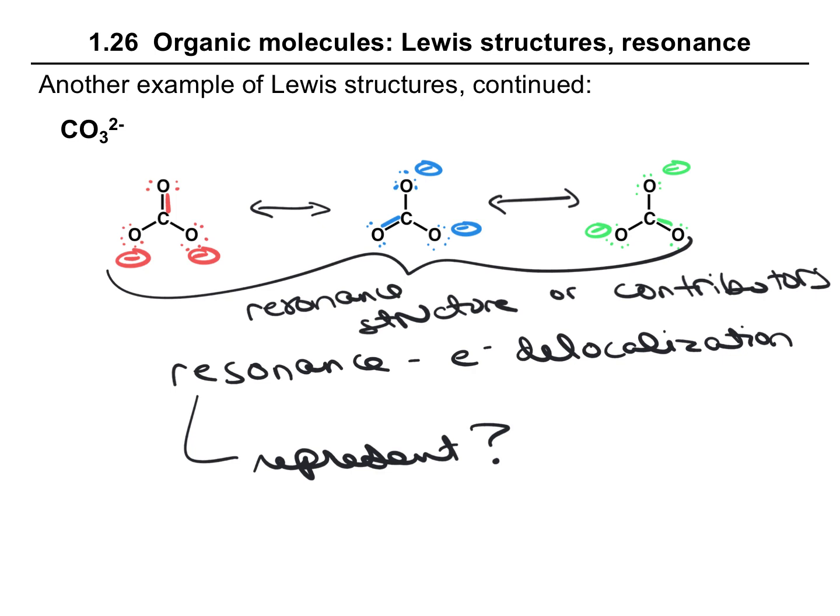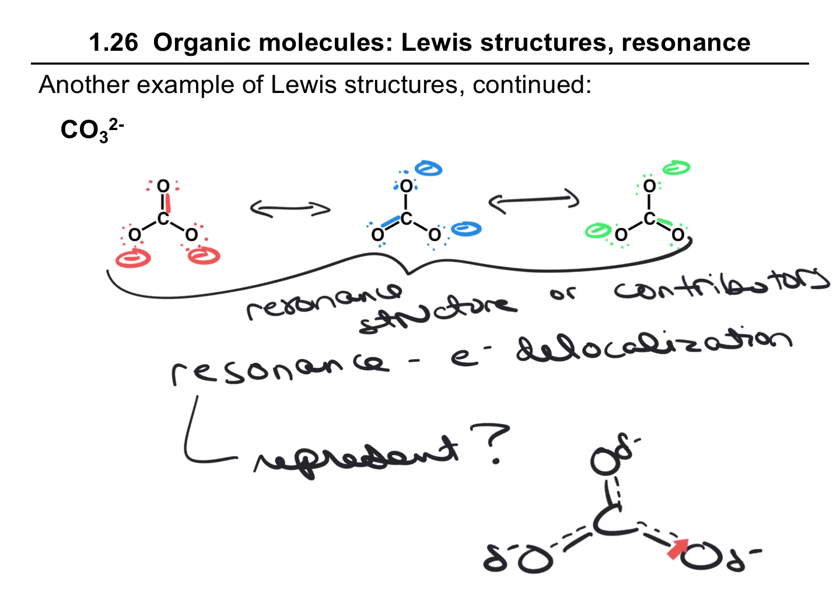But what actually exists is going to be a combination of all of them. So we can draw carbon with a single bond to oxygen, single bond to oxygen, single bond to oxygen, but then we're going to have a partial double bond to each oxygen as well. So this is kind of an average of all three of these resonance contributors. In terms of formal charge, we can specify that this has a partial negative, and a partial negative.